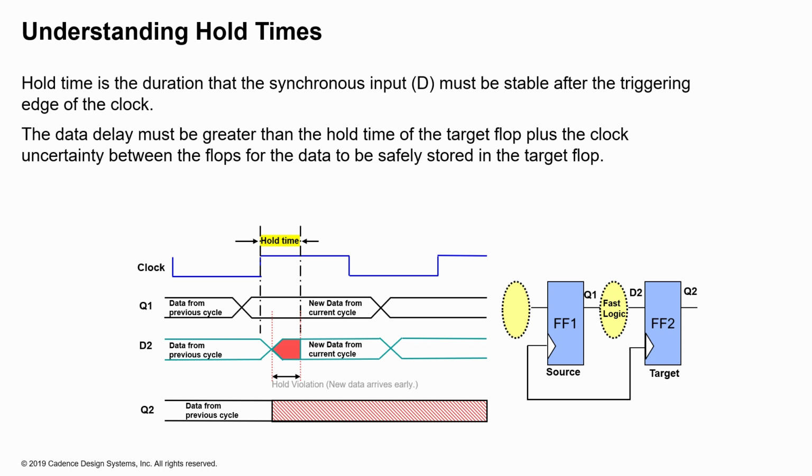If we look at this illustration, the D2 input is switching during the hold time requirement, when the old data is switching and becoming new data, and therefore the data is not captured safely into the flop.